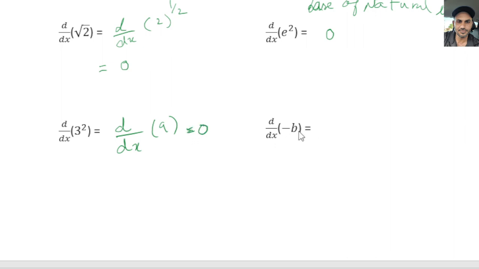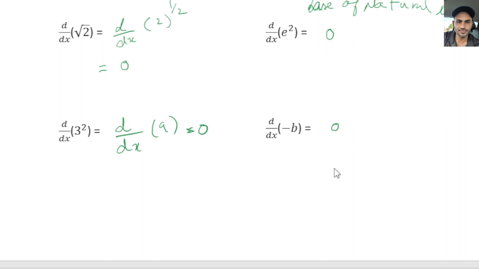How about derivative of negative b? Well, negative b is also a constant. So the derivative of negative b is going to be 0. So the take-home point in this video is that the derivative of a constant is 0. No matter what form the constant is given in, whether it's a number or it's a letter, as long as you recognize that the expression given to you is either a constant or a number, the derivative of that expression is going to be 0.